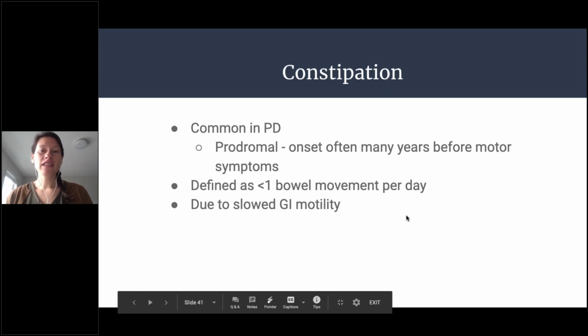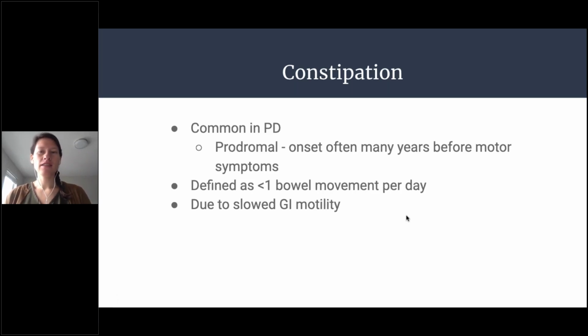So constipation is incredibly common in Parkinson's disease, and like REM sleep behavior disorder, or RBD, it's one of the prodromal symptoms. So often many patients will say, oh, I started having constipation 10 years before my tremor started. And the way that we define constipation is less than 1 bowel movement per day. So ideally everyone is having 1 bowel movement per day. And this is due to everything kind of slowing down in Parkinson's, and that includes the motility in the gut. So if things aren't moving as quickly as they should be, then it kind of gets backed up and people get constipated.